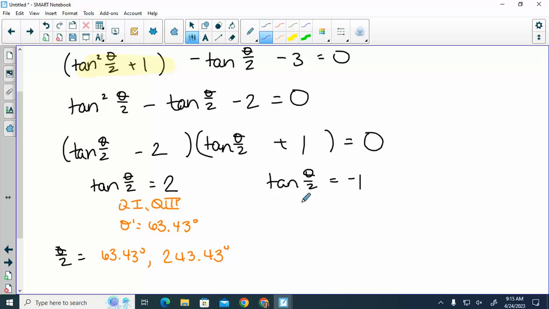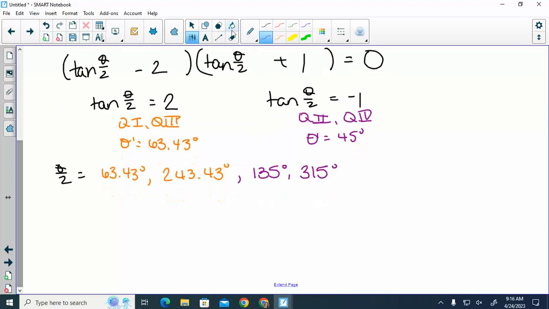Now let's talk about the other one. When is tangent negative? In quadrant 2 and quadrant 4. And then reference angle, when is tangent 1? 45 degrees. So in quadrant 2, 180 minus 45, and in quadrant 4, 360 minus 45 is 315. So do we have double or triple solutions or anything on this one? No, because my angle is theta over 2. So to solve, you take each of these times 2.